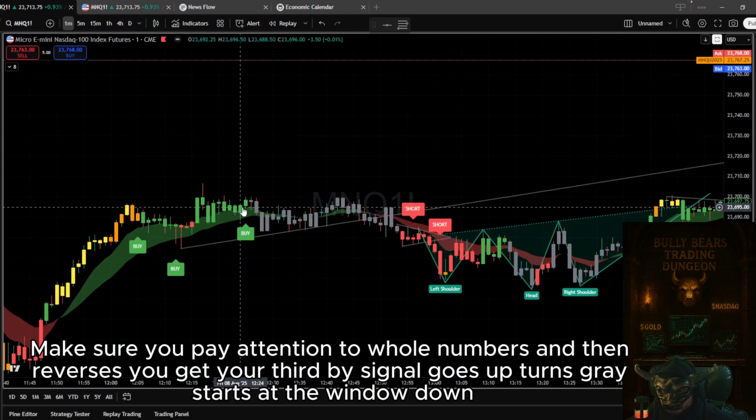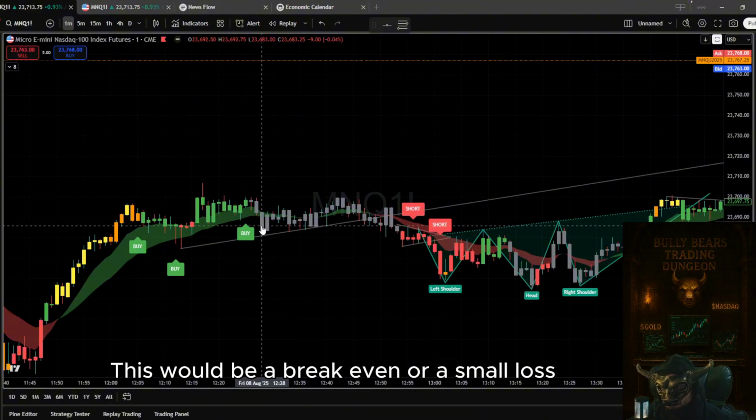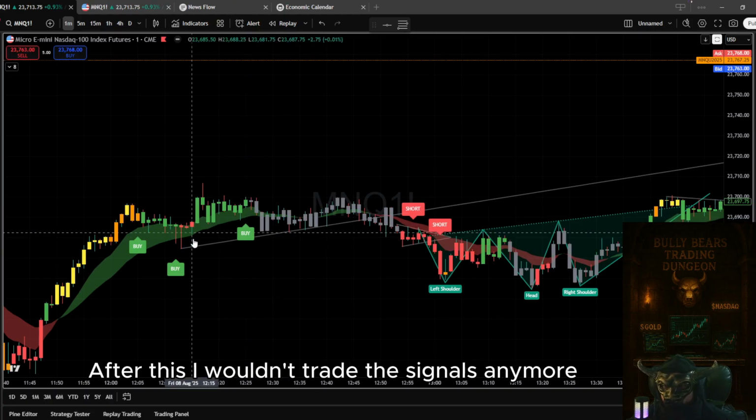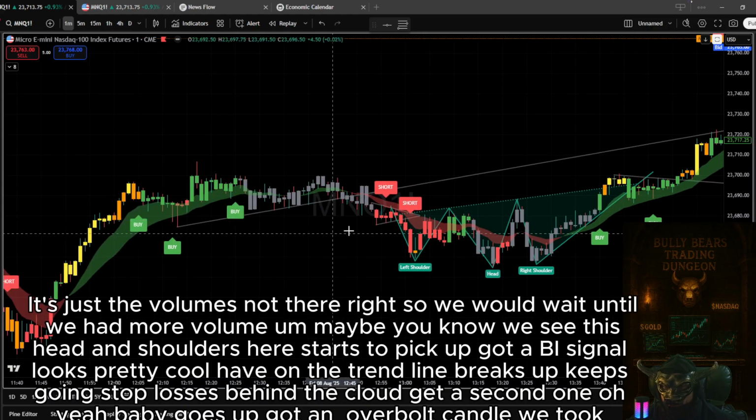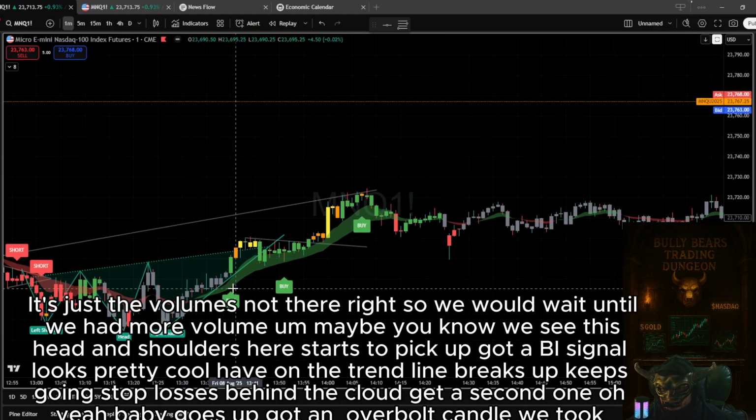You get your third buy signal. Goes up, turns gray, starts to dwindle down. This would be a break even or a small loss. After this, I wouldn't trade the signals anymore. It's just the volume's not there, right? So we would wait until we had more volume.